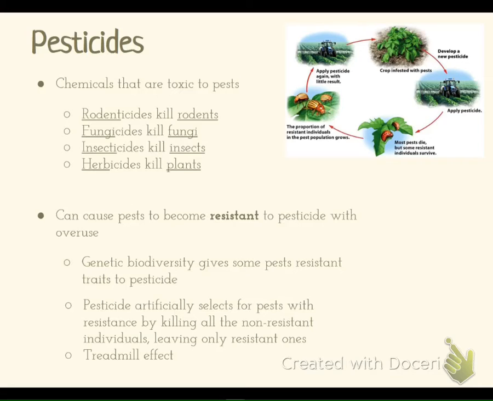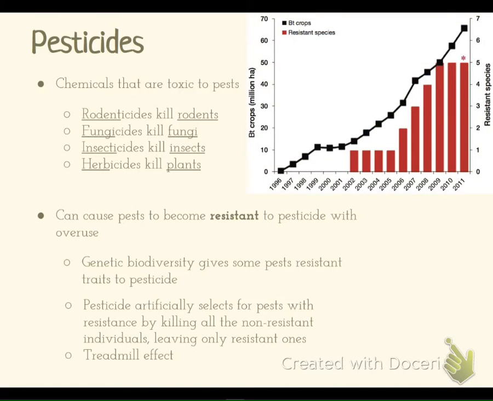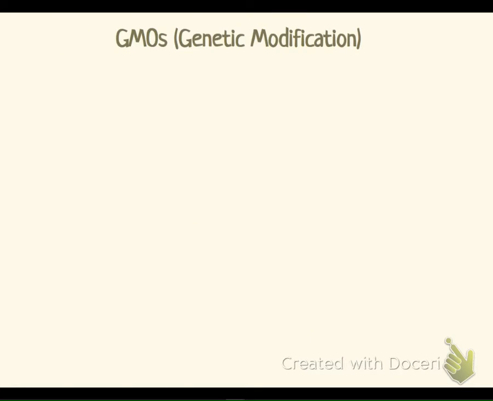And so as you can see here, the first time you apply pesticide, these die. The weak ones die, but the strong ones are left behind. And so what happens is eventually, through time, the strong ones are the only ones going to survive, and therefore they're the only ones that are going to be able to reproduce, and they get stronger and stronger and stronger. And you can see from 1996, when Bt crops were first introduced, to now, the number of resistant species has gone up greatly.